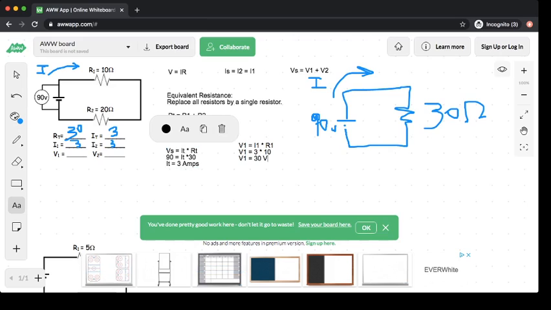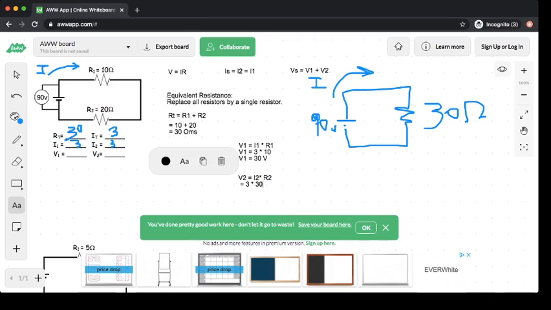Obviously, we can do the same thing for V2. So V2 is equal to I2 times R2 equals I2. Got to be the same as the rest of the currents because this is a series circuit. So that's 3 times R2 is 20. So 3 times 20 is 60 volts. And look at that. If I add up the voltage across V1 and the voltage across V2, so 30 plus 60, that's going to add up to the 90 volts of my voltage source. And so I've successfully solved for everything in the circuit.